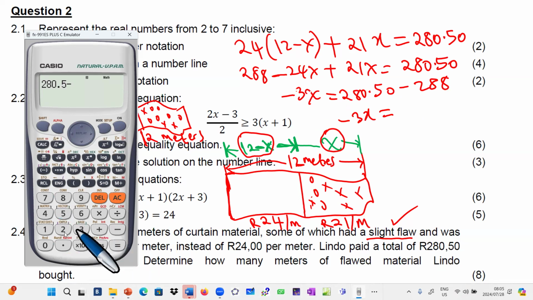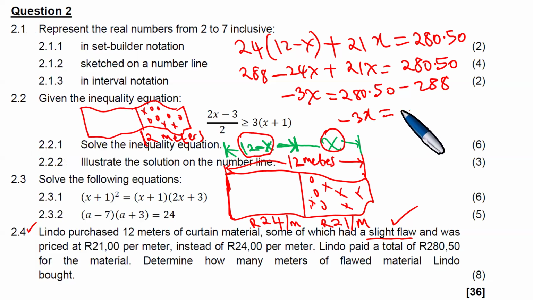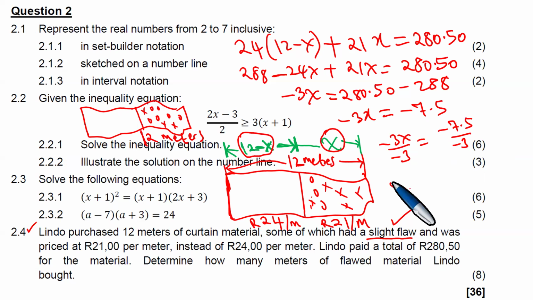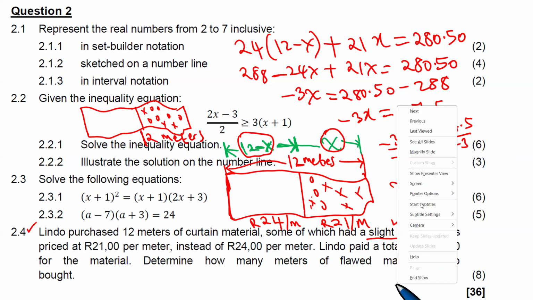So then we have 280.5 minus 288, which is minus 7.5. Okay. You're getting minus 7.5, and then need to solve for x, which is minus 3x. You divide by negative 3, and you have minus 7.5. You divide by negative 3. And then what is minus 7.5?